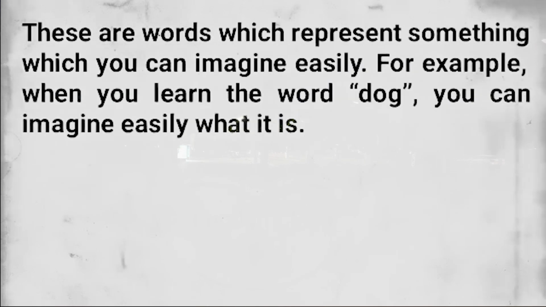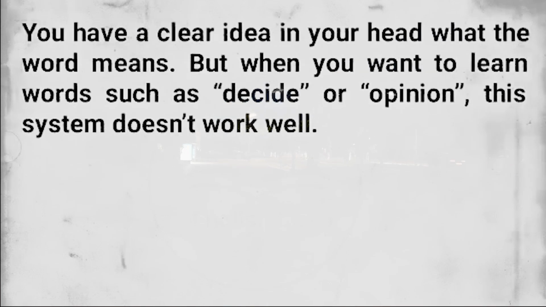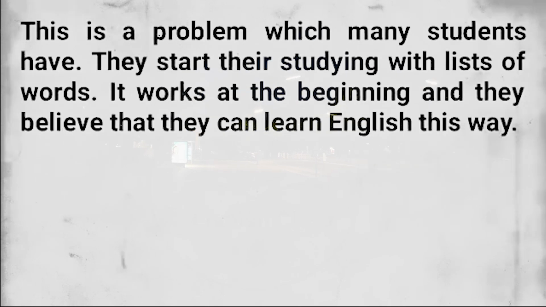These are words which represent something which you can imagine easily. For example, when you learn the word dog, you can imagine easily what it is. You have a clear idea in your head what the word means. But when you want to learn words such as decide or opinion, this system doesn't work well. This is a problem which many students have.